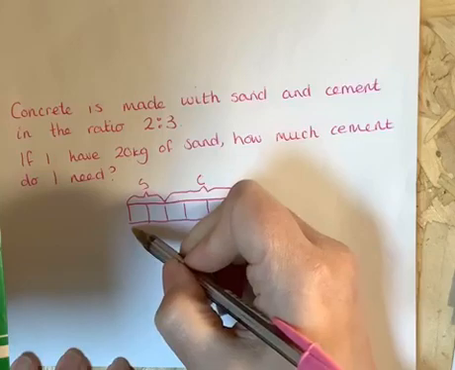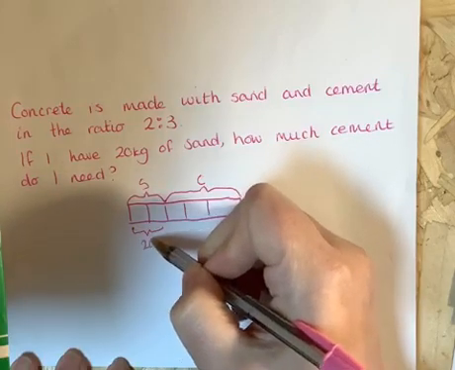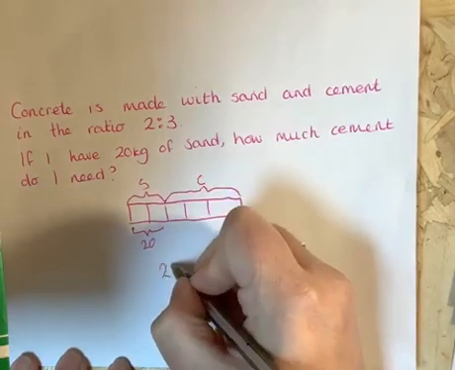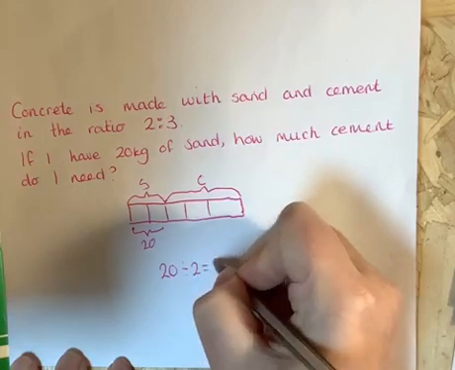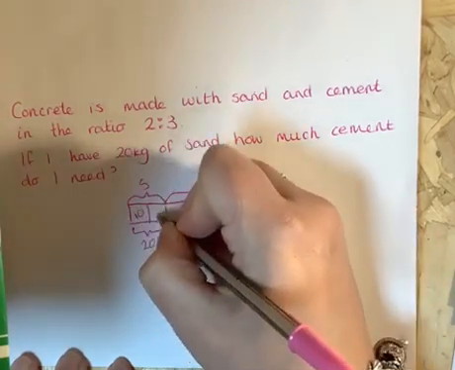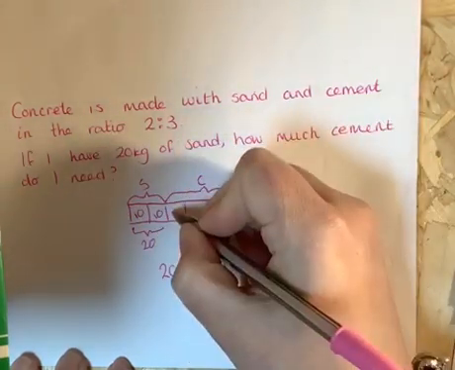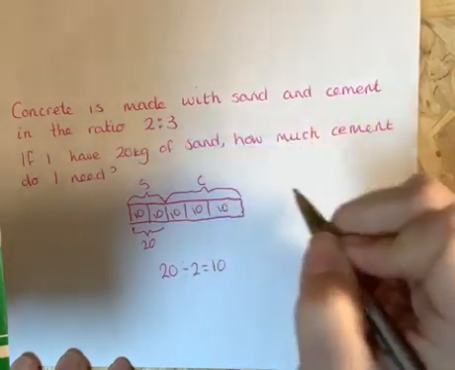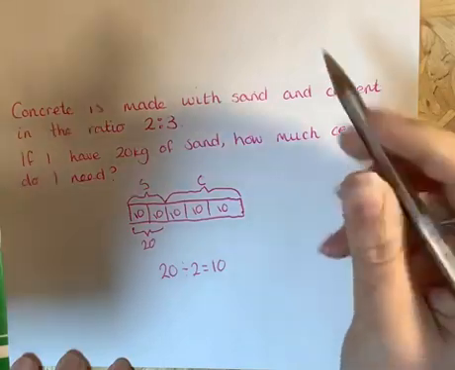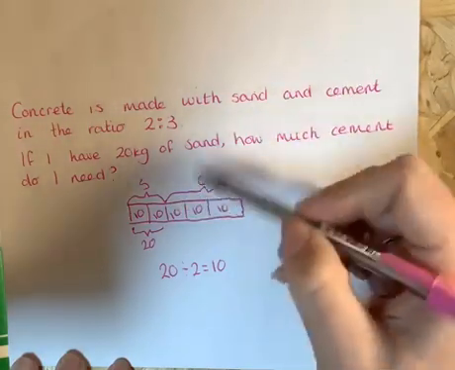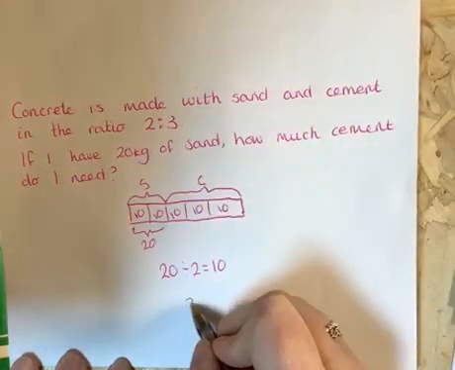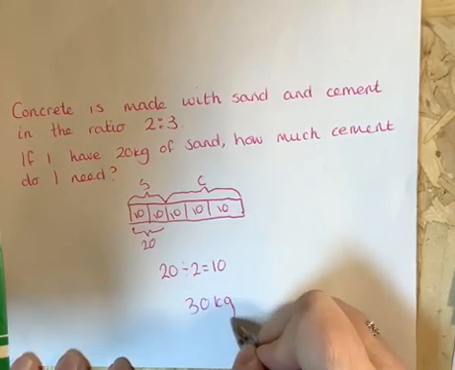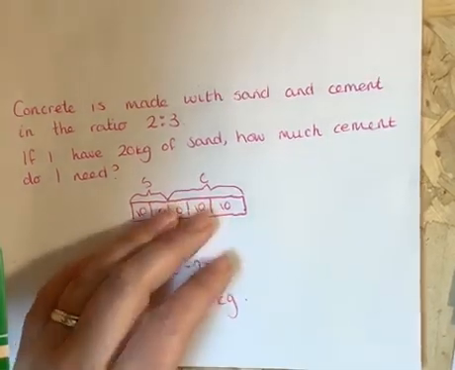So we know we've got 20 kilograms of sand, and there's 2 parts of sand. So 20 divided by 2 is 10. If we know each of those boxes is 10, we know because in a bar model each of the sections has got to be the same value. Okay, they're all going to be 10. So cement, I'm going to need 10, 20, 30, so the answer is 30 kilograms. Okay, one more type of question for you to have a look at.